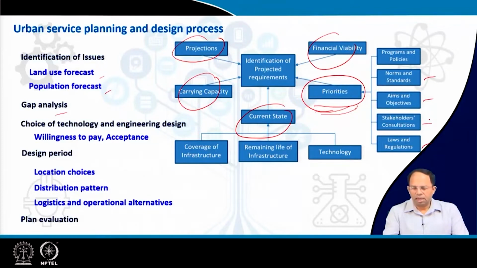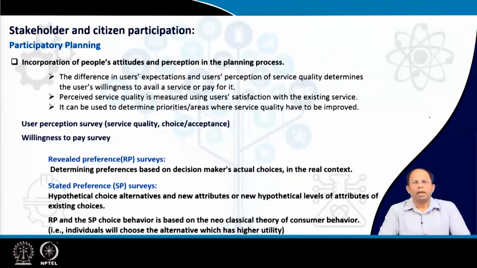And within that, we had discussed earlier the relative priority of attributes, right? So, that is what we are going to focus on in this lecture. In participatory planning, we want to take into consideration people's attitude and perception. If I include this in the planning process, obviously the planning process would be much smoother, people would be more willing to participate in the entire process, and the number of protests arising out of certain projects would obviously reduce.